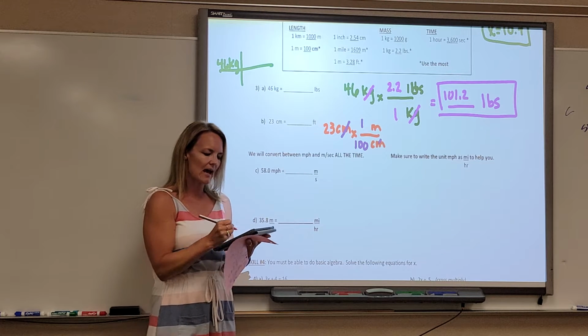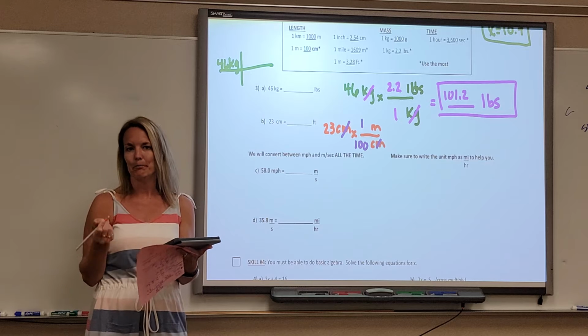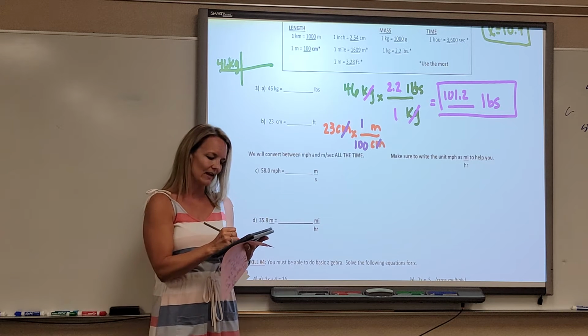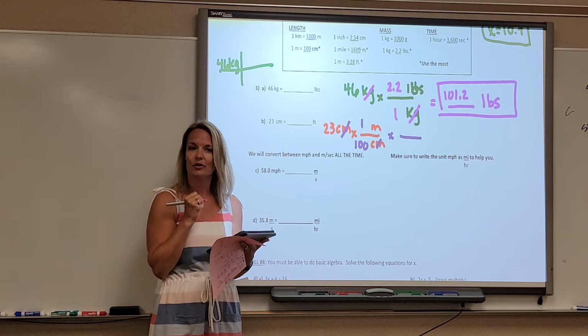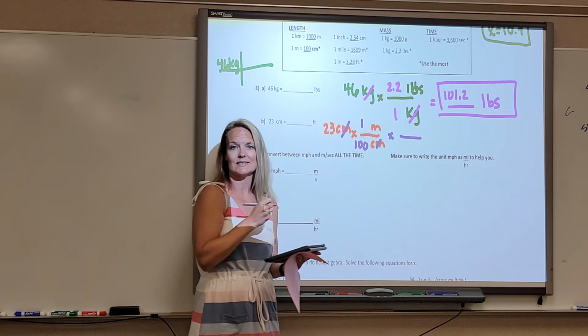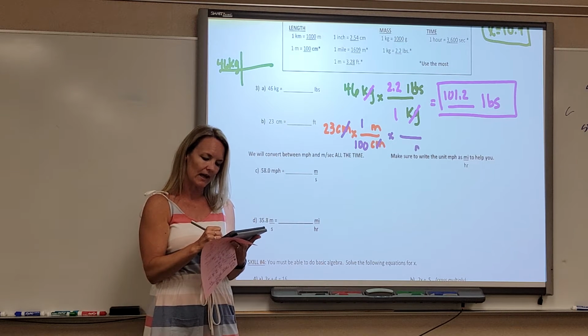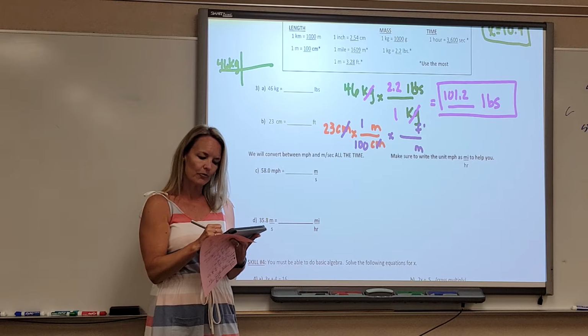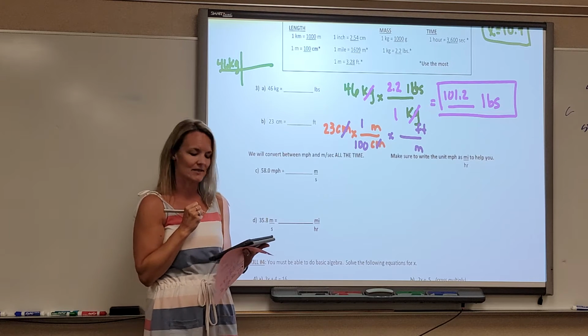Okay, if I stopped here, I would be in meters. I just need to get to feet. So I'm going to set up one more conversion factor. I now have meters here. That means that has to flip to the bottom so that it can cancel out. I'm looking for feet, so that has to go on the top.